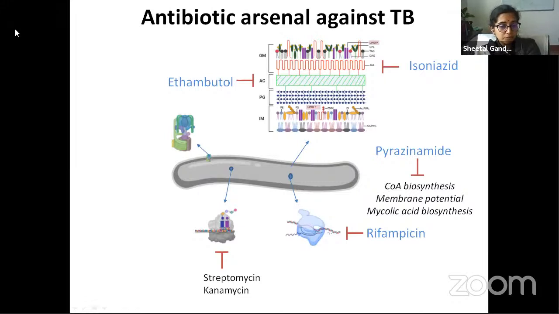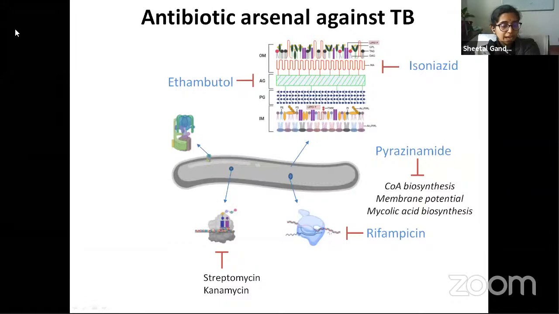Rifampicin is an RNA polymerase inhibitor, so it prevents transcription. Pyrazinamide has several known targets, but essentially what it leads to is a slowing down of the metabolism of the bacteria. So it causes toxicity because it inhibits coenzyme A biosynthesis. It also alters the membrane potential, and it also affects mycolic acid biosynthesis. Besides that, there are injectables like kanamycin that are used, and both streptomycin and kanamycin work against the translation machinery of the bacteria.